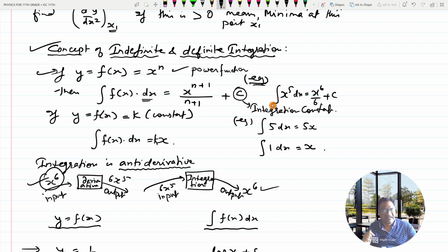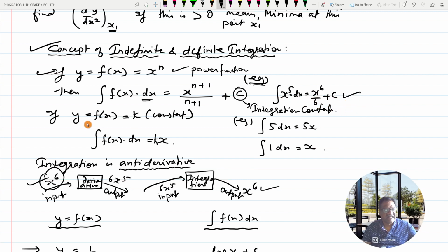Suppose we want to integrate a function of the form x raised to 5. Now this x raised to 5 is nothing but a power function with respect to dx. Okay, with respect to x. So the answer will be given by x raised to n plus 1, that is x raised to 6, divided by n plus 1, that is 6, plus c. So this is the answer for the integration of x raised to 5 with respect to x. You will get the answer as x raised to 6 upon 6 plus c.